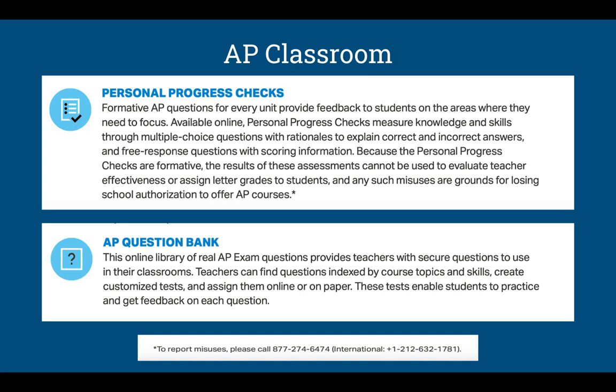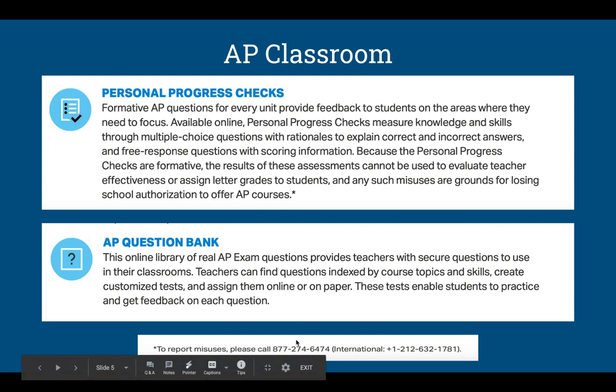These are the two main lesson planning tools in AP Classroom: personal progress checks and the AP question bank. The question bank is something we can use to design either formative or summative assessments, but those personal progress checks that align with each of the 9 units are limited to formative for us. And in fact, the College Board tells us they cannot be used to evaluate teacher effectiveness or assign letter grades to students. Any such misuse is grounds for losing school authorization to offer AP courses.